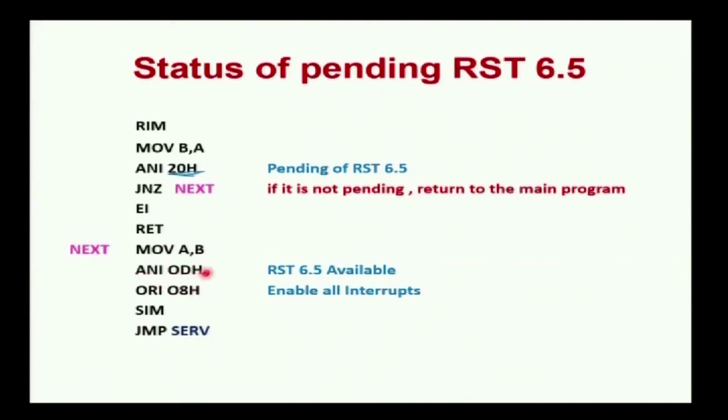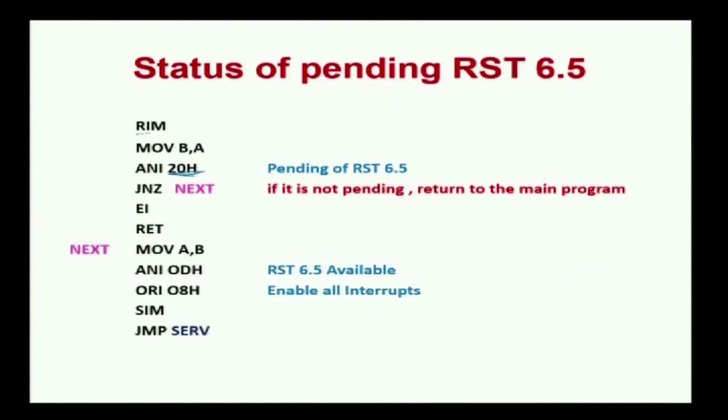To activate the interrupt, we have to use the ANI signal, that is write the 0 for RST 6.5, then logically OR with that content value, then we write the SIM instruction. Now, by writing this instruction, RST 6.5 will be activated, and the corresponding interrupt service will be executed. How we are writing the 20, how we are writing 0D, 08H, along with how we will check jump on non-zero will be discussed. So, we have written the value 20 to check whether RST 6.5 is pending or not.